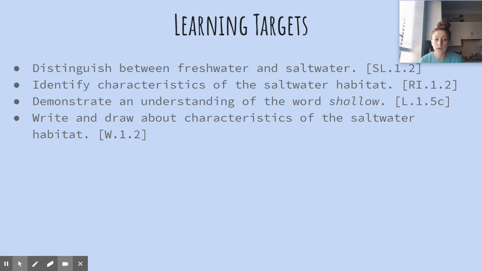All right, did we distinguish between freshwater and saltwater? So did we talk about the differences? Yep. Did we identify characteristics of the saltwater habitat? Yep. Did we demonstrate an understanding of the word shallow? And then in just a moment, I'm going to let you go and you will write and draw about the characteristics of the saltwater habitat.